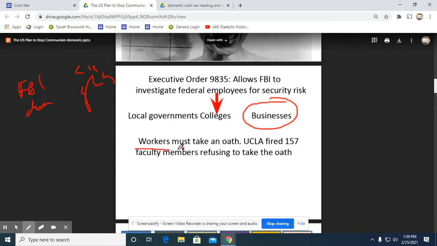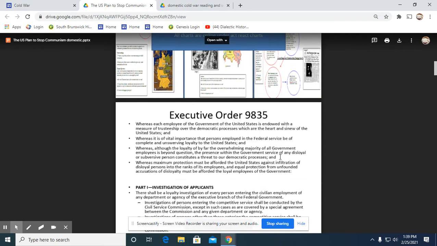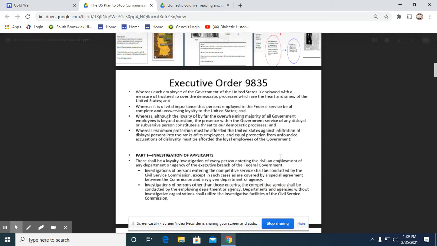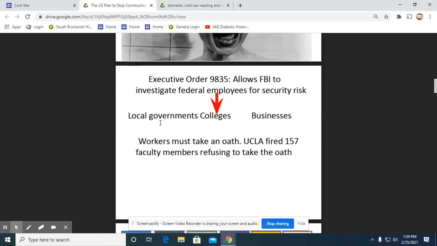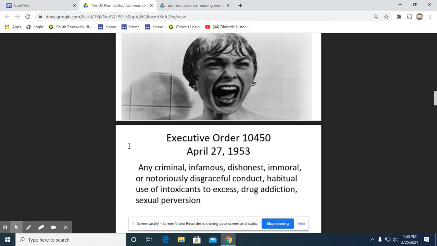So notice here that they're requiring workers to take an oath, and at UCLA, faculty members are fired for simply refusing to take an oath. So that oath exists as a result of this particular executive order. So here we see this executive order. If I'm coming to class and talking about the benefits of communism, and the year is 1963, yes, you possibly could be in a problem at that particular moment. Let's see what else we have.